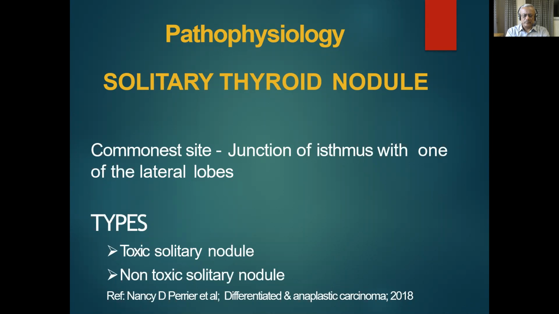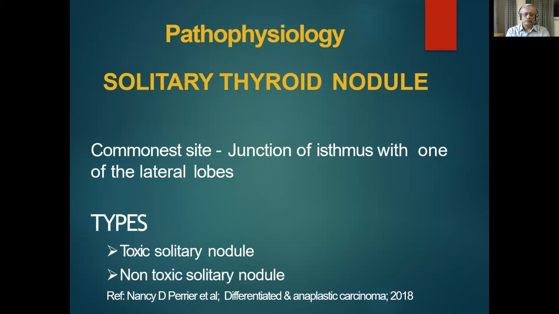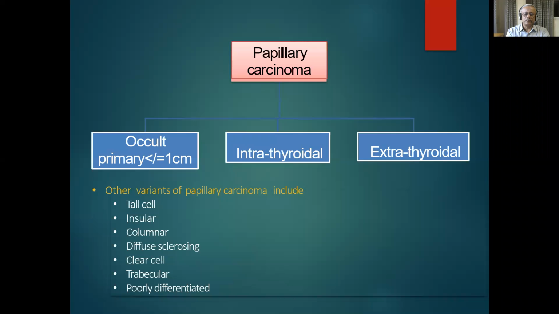Can I continue, sir? Yes, please continue. So solitary thyroid nodule, the commonest site will be the junction of isthmus with one of the lateral lobes. There are two types, toxic and non-toxic solitary nodule. About the management of them, I'll discuss later. Papillary carcinoma can be occult, that is less than or equal to 1 centimeter in size, or intrathyroidal or extrathyroidal. And these are the other variants of papillary carcinoma to be kept in mind.